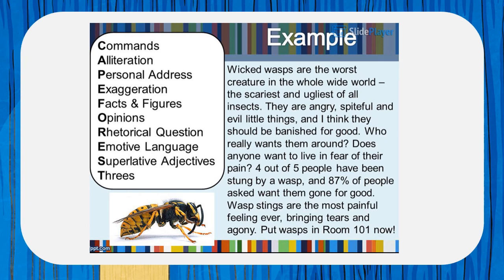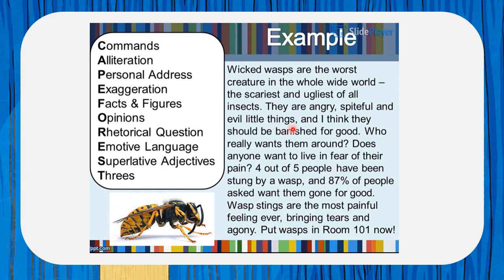Now you can see that in this example, there's a command. Where is the command? They should be banished for good. That is the command. Alliteration, whole wide world, wicked wasp. Exaggeration, where is the exaggeration here? The most painful feeling ever. Okay, that's an exaggeration. As well as facts and figures, you can find it over there. 4 out of 5 people have been stung by a wasp, and 87%. Those are the facts and figures. We don't know if it's true, but it's there to convince the audience about this.